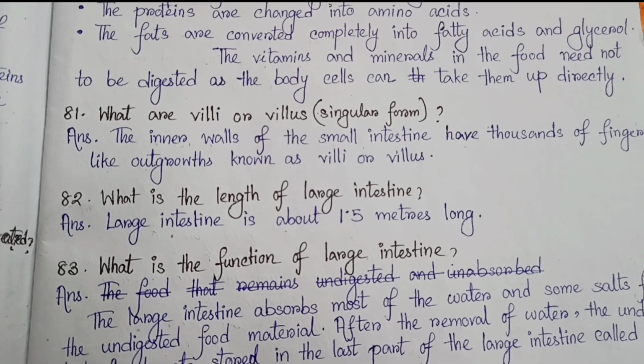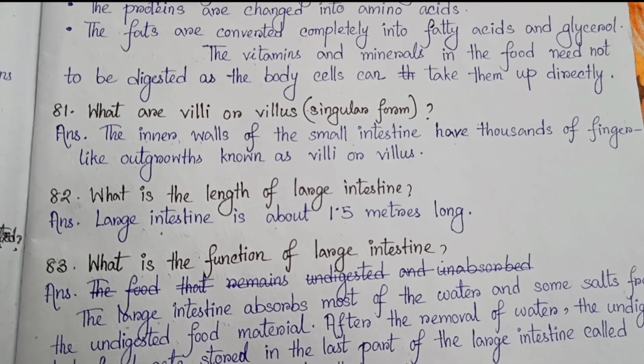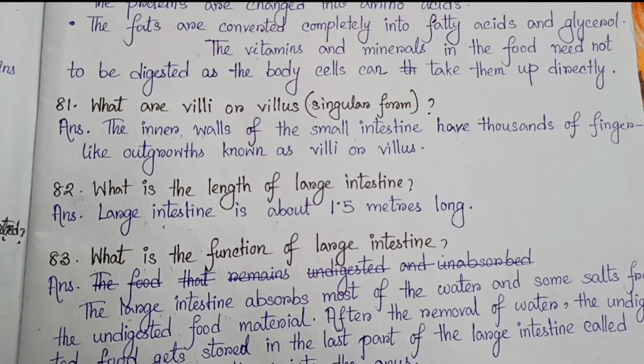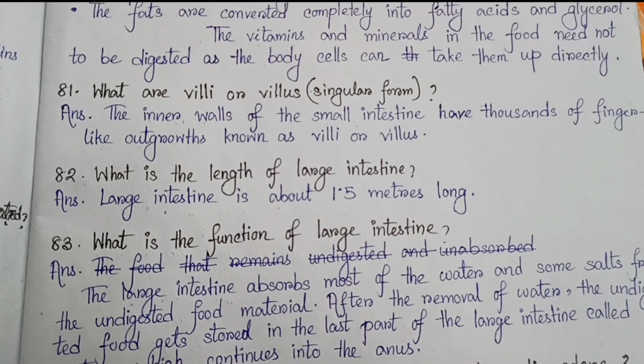81. What are villi or villas? The inner walls of the small intestine have thousands of finger-like outgrowths known as villi or villas.